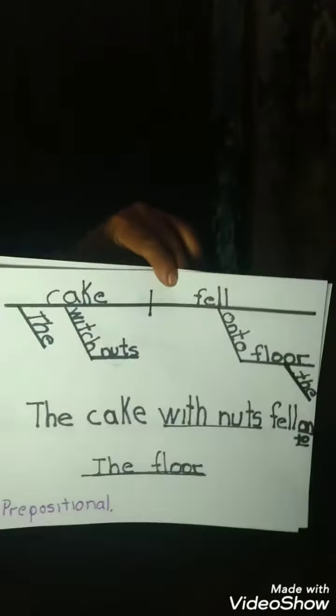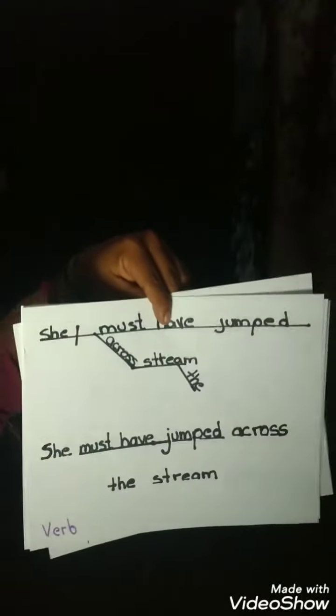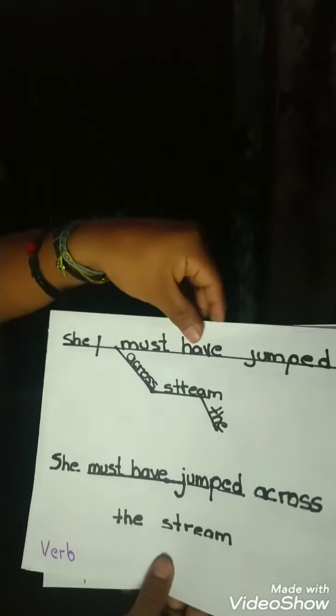Next, we have a verb phrase. Verb phrases are made of a main verb and at least one helping verb functioning all together as a single verb. We can have the example here as a sentence: she must have jumped across the stream. Must and have are helping verbs, and jumped is a main verb, and that is a verb phrase.